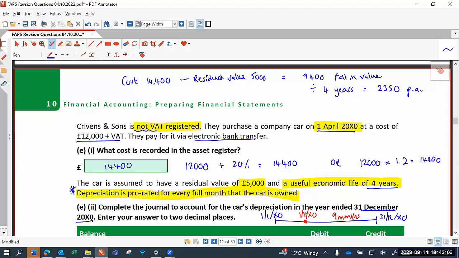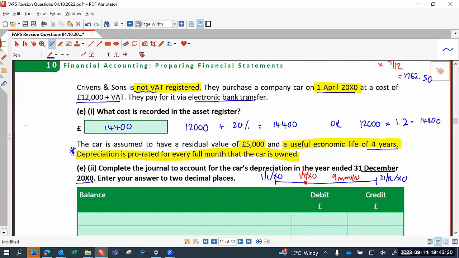But I don't want a full year of depreciation, do I? Because I didn't own it for a full year. So I have to go the extra step and say, I actually only want 9 months of that though. Next year is fine. Next year I can do a full year. But this year, just 9 months, thank you. So we can work out our depreciation to be £1,762.50. And that is therefore the amount that's going to go into my double entry.